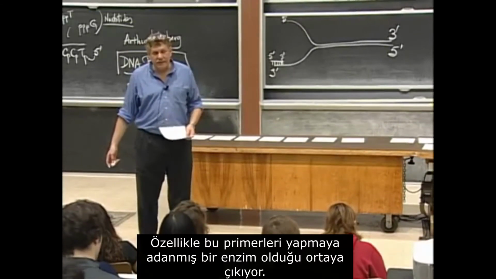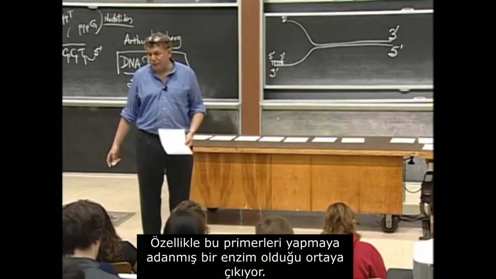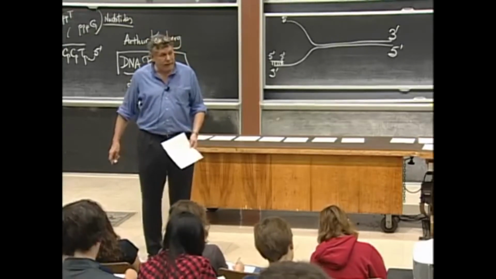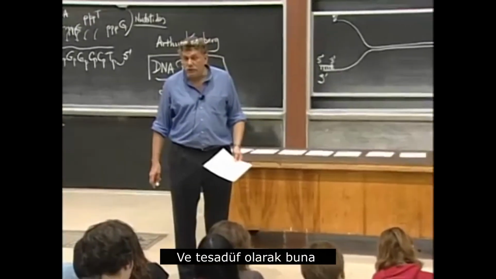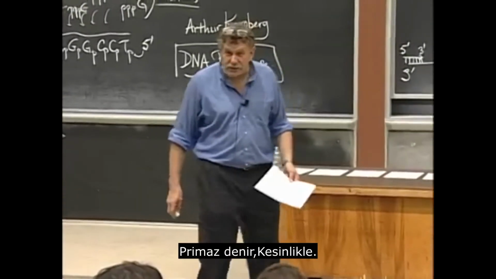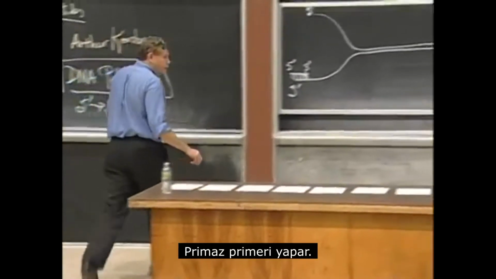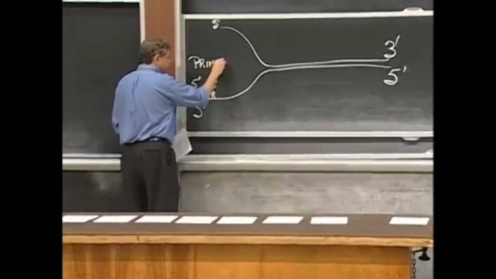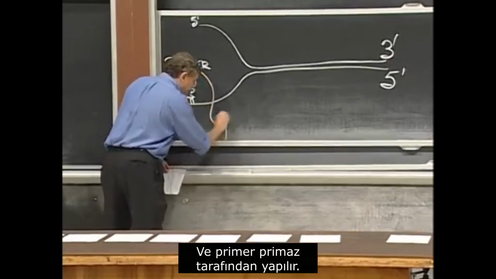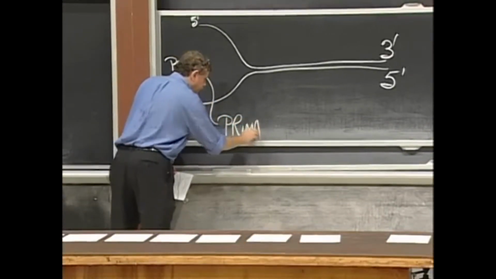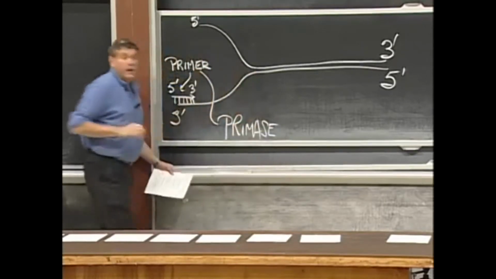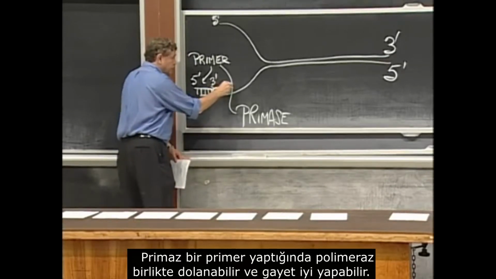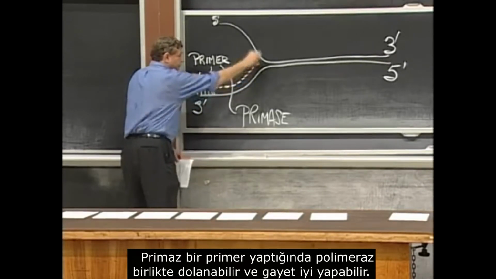It turns out there is an enzyme specially devoted to making those primers. Kornberg didn't know it, but there is an enzyme. And by coincidence, it is called primase. Exactly. Primase makes the primer. So you need a primer here. And the primer is made by primase. Once primase makes a primer, polymerase can chug along and do it just fine.